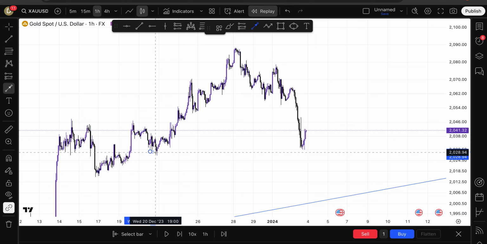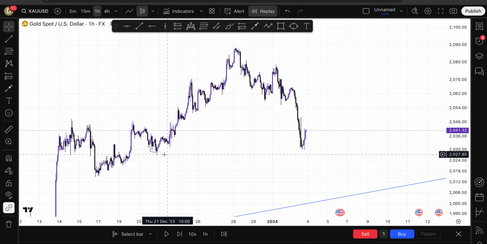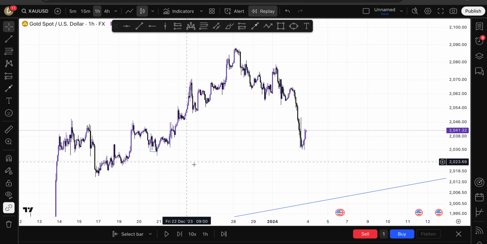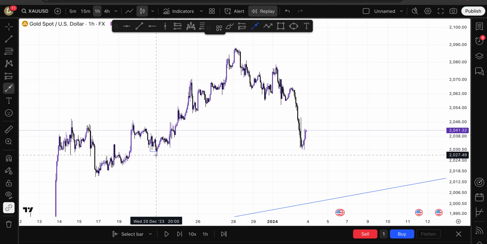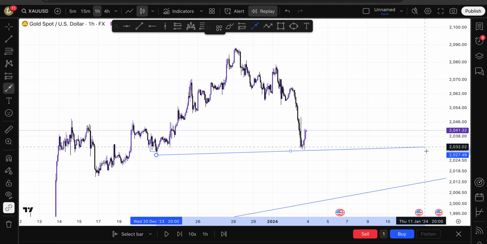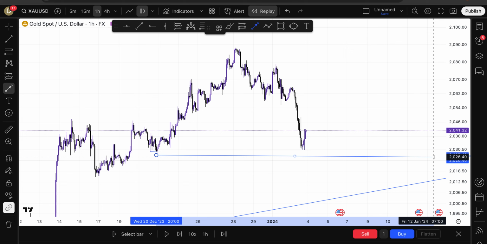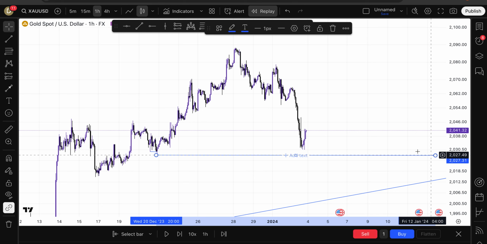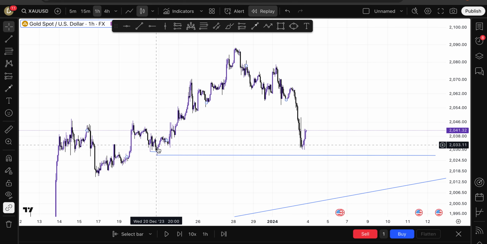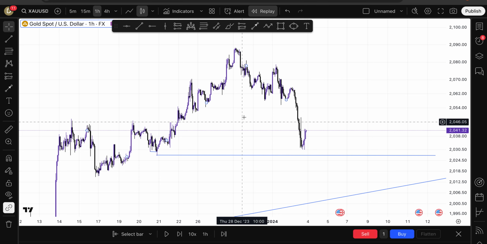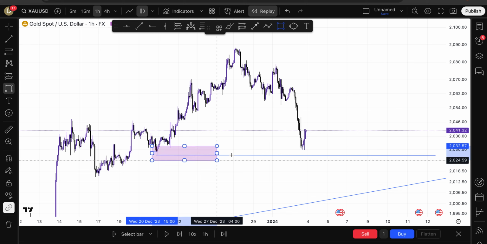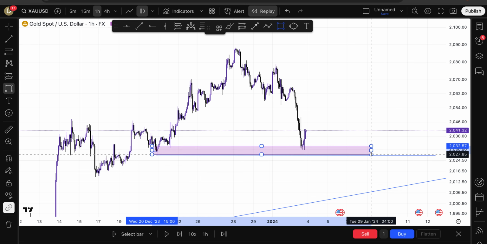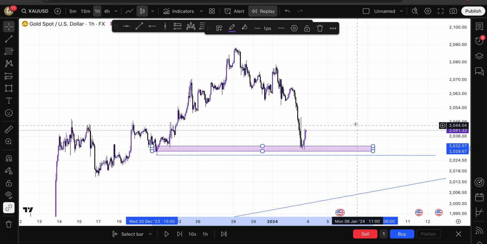Let's see. Let's assume here is our sweep. Then let's assume here is our protected low. Let us check the setup. A normal liquidity sweep needs to be obvious, but this one is not obvious. So we are just testing to know if this setup will actually hold.